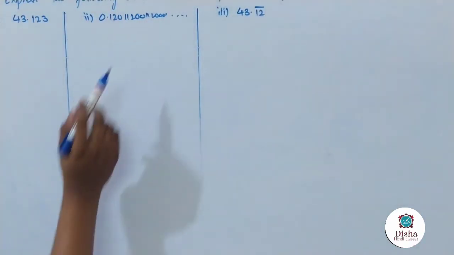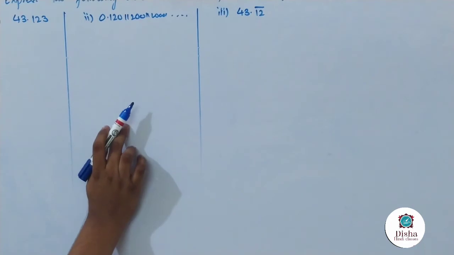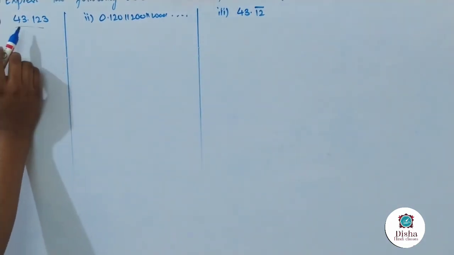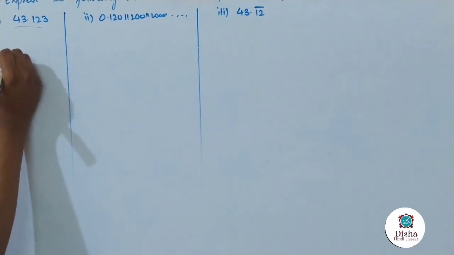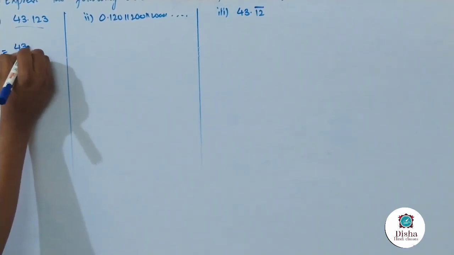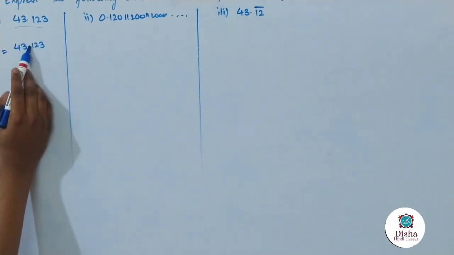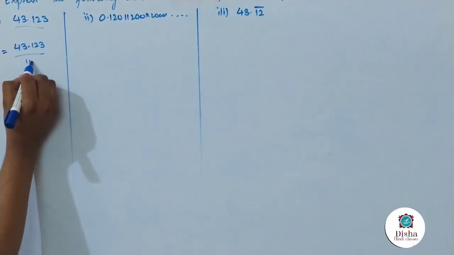So now express the following decimals in the form of p by q and write the prime factor of q. So we have to express these numbers in the form of p by q. So what we can do? We have 43.123. So we have to remove the point here. We remove the point and we get denominator as 1000.